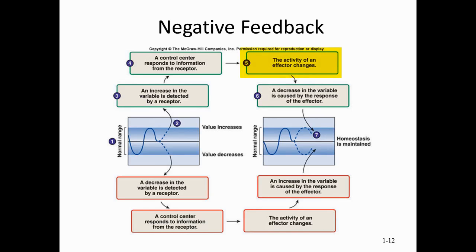And then the activity of the effector changes, and so basically it's going to send a signal to the effector, and the effector in our thermostat example is going to be the heater, and so that effects a change. In other words, it starts blowing out heat into the vents. And then a decrease in the variable is caused by the response of the effector.